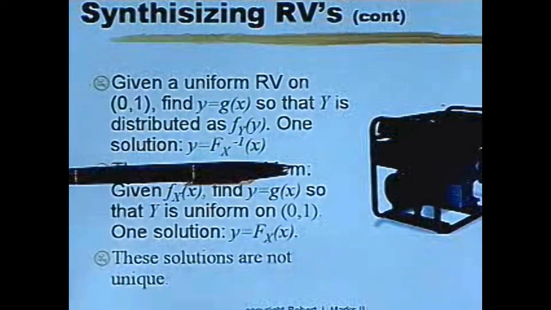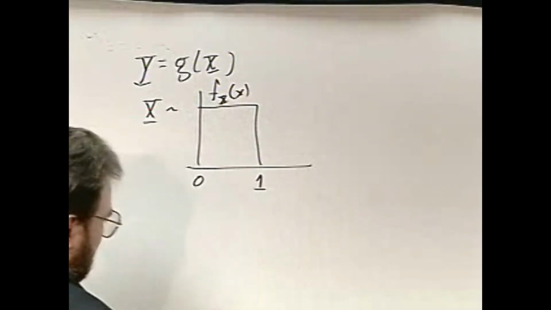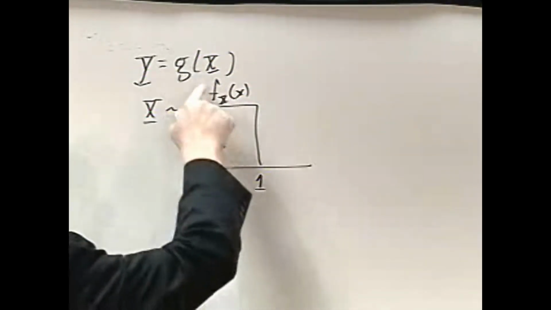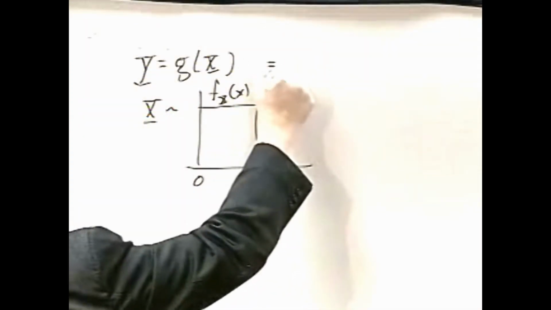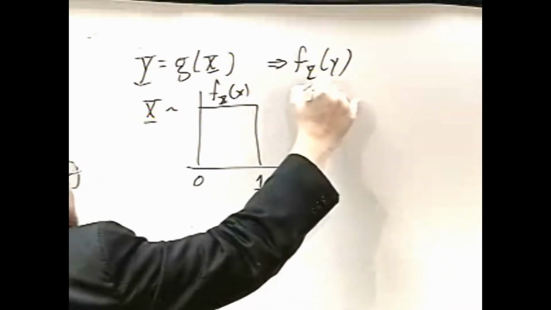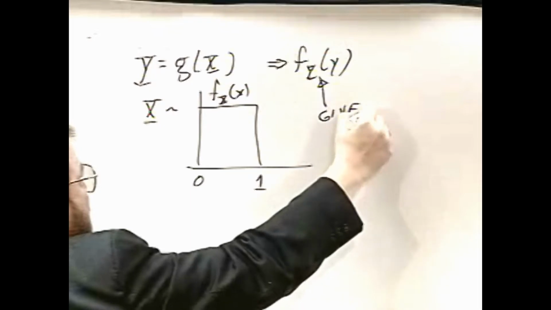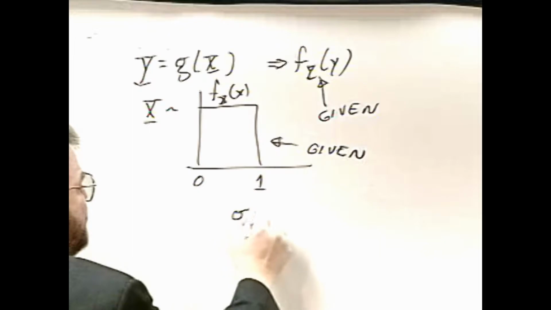The problem is this: we're given y equals g of x as a transformation of a random variable. X is distributed as a random variable which is uniform on the interval from 0 to 1. So this is the corresponding density function. Now the question is, what is g of x, which will give us, once we perform this transformation, a specified f sub y? And don't forget, this is given. And the question is, g is equal to what?